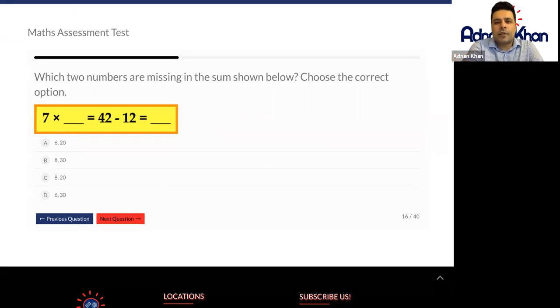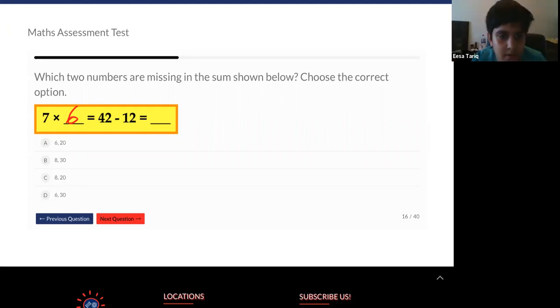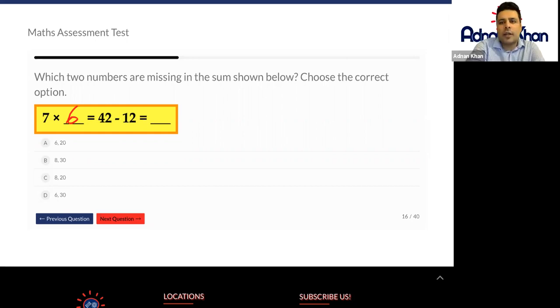Yeah, so 7 times 6 is 42. That's right. And then we have to do 42 take away 12. 2 take away 2 is 0. Is it 30? Okay, 30. Good. And what are our two answers now? 6 and 30. So let's go for option letter D.